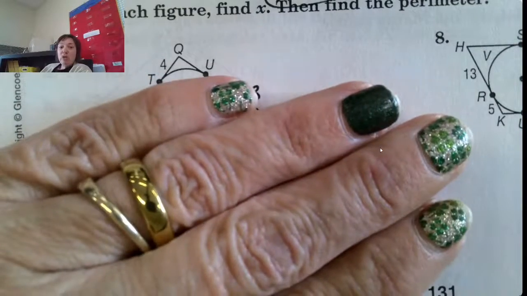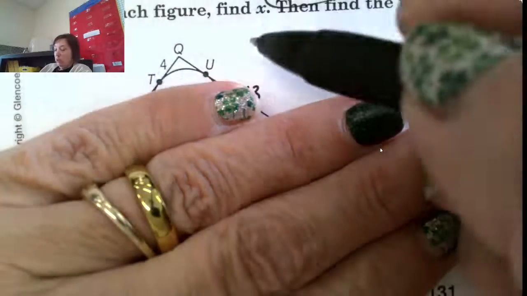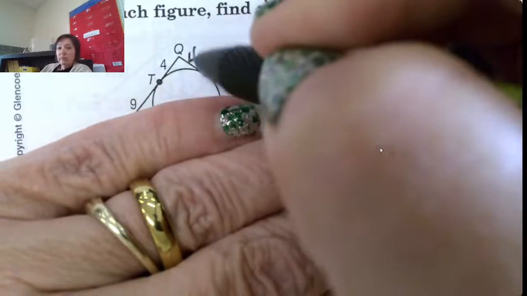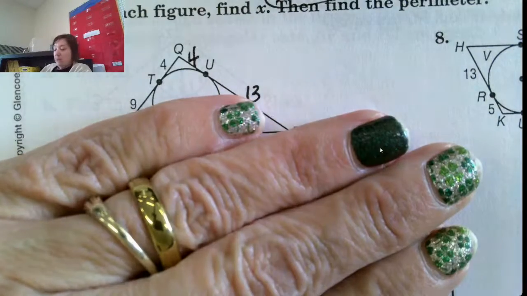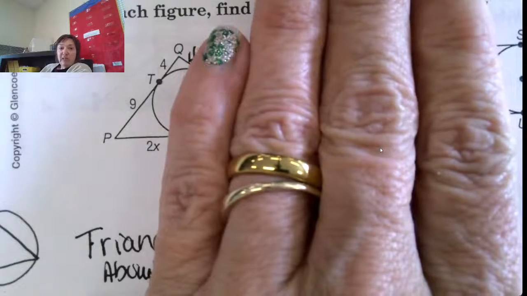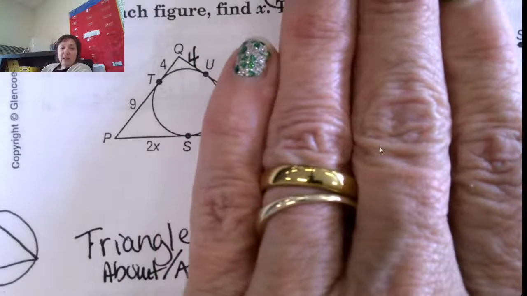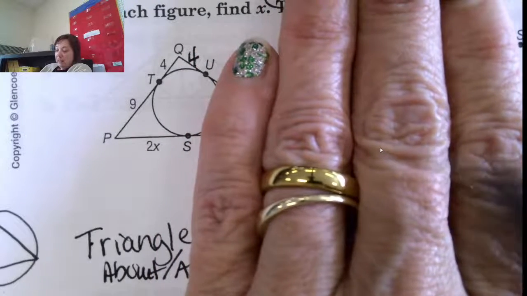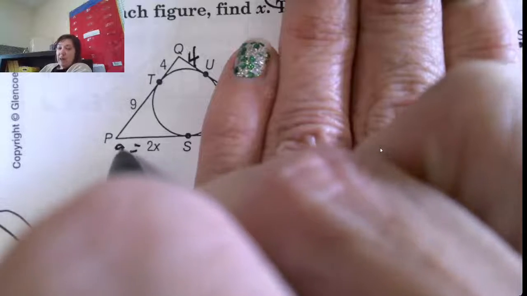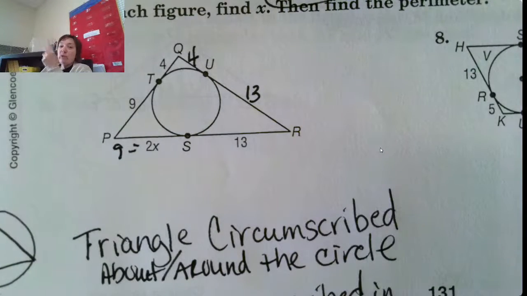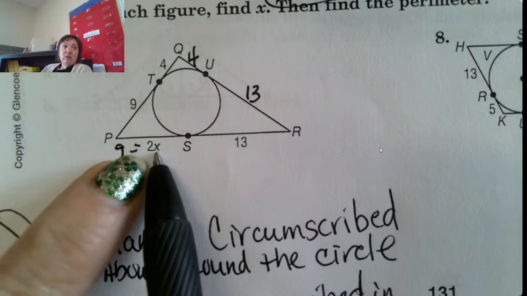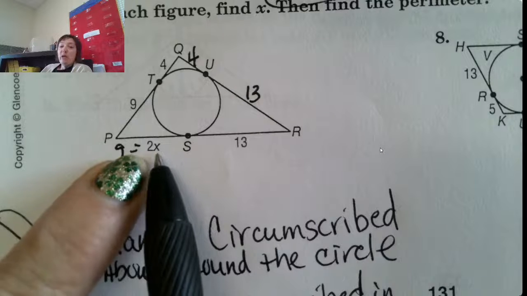If TQ is 4, what is QU? Same thing down here. If PT is 9, what is PS? 9. Now, in this problem, we're asked for two things. We're asked to find X, and then we're asked to find the perimeter. Notice X is the only place X is used, and they've got 2X equals 9.